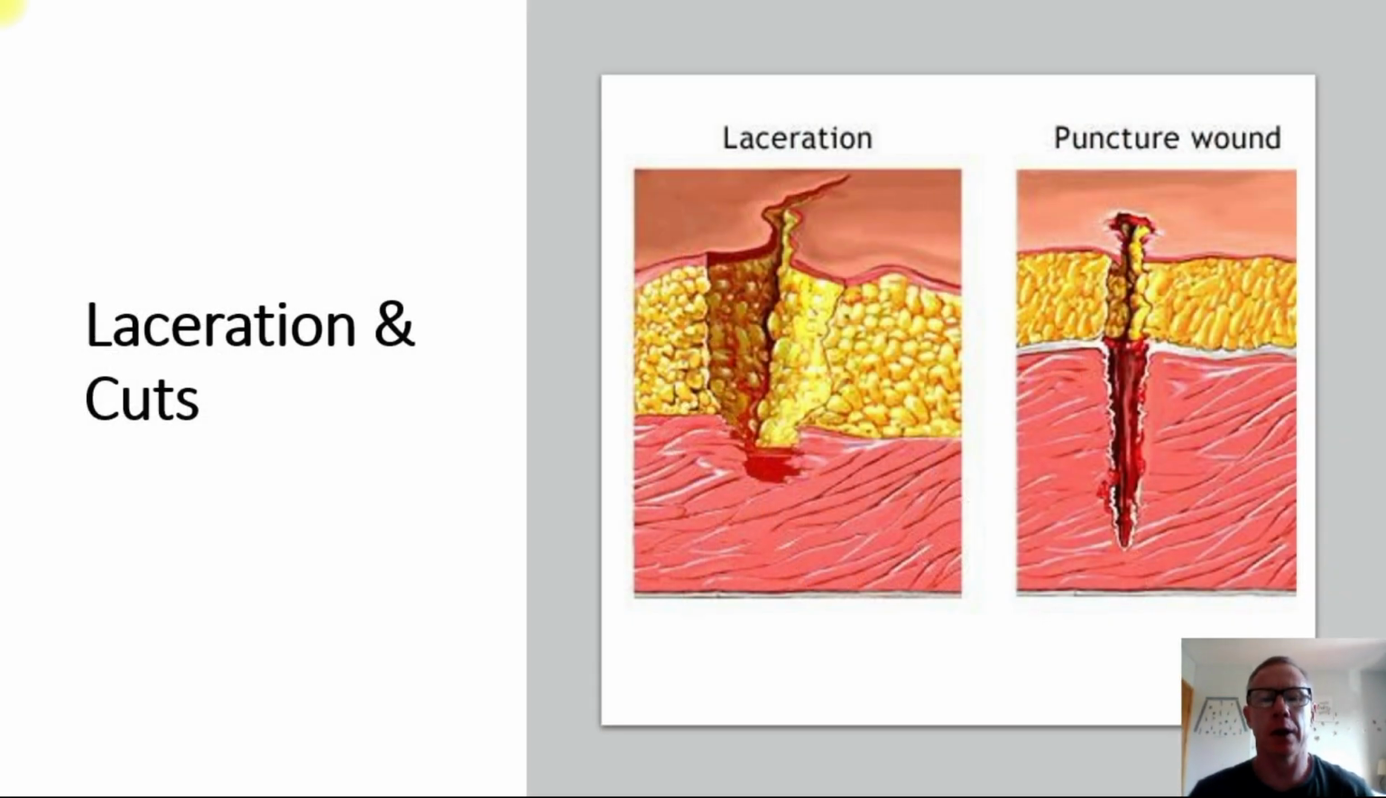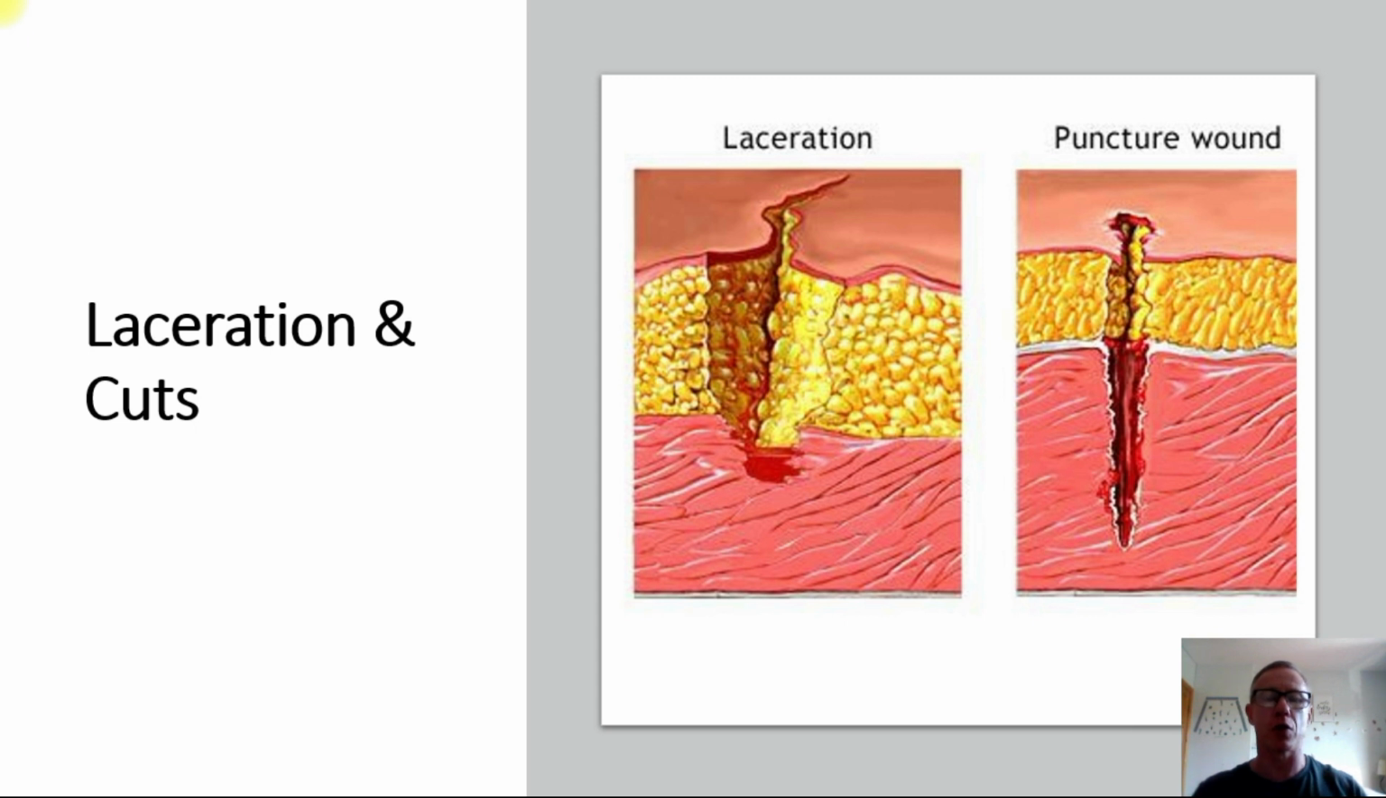Lacerations and cuts. There's a bit of a dilemma when it comes to the actual name of cut people, because basically we don't really deal with cuts, we deal with lacerations. Cuts are caused by puncture wounds or stab wounds, as you can see on the picture on the right hand side. So cuts are caused by sharp instruments, whereas lacerations are caused by blunt force or trauma, like a punch, forearm smash, elbow, knee, shin or kick.